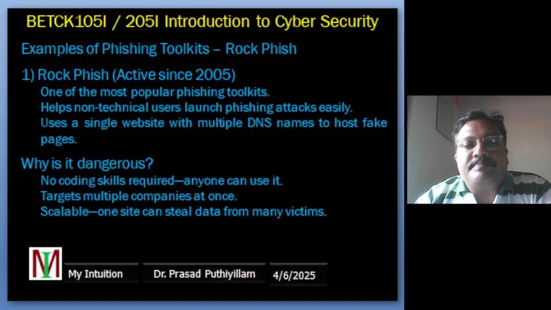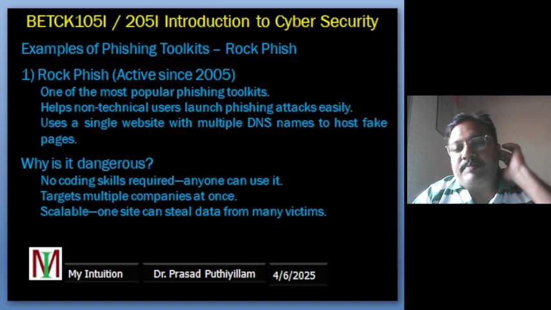Okay, then examples of phishing toolkits. First example, Rockfish, which has been active since 2005, is one of the most popular phishing toolkits, and helps non-technical users to conduct this type of phishing attack easily, making a single website with multiple DNS to host fake pages of different companies. And they are dangerous because even though they don't know the coding skills, they can use it, and it allows criminals to target multiple organizations. And it makes the phishing scalable. One site can steal from many people.